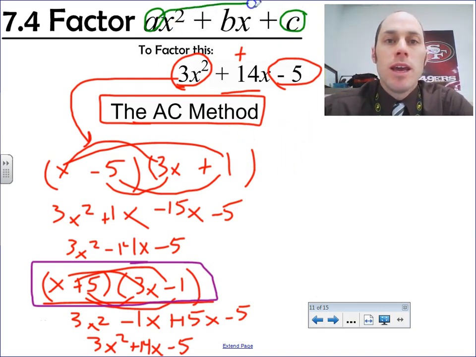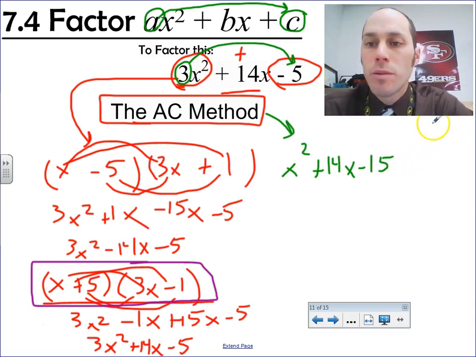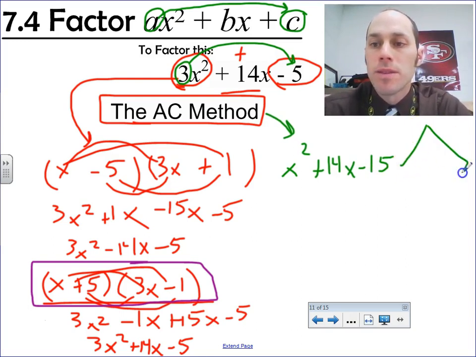I'm going to multiply the A times the C. So I'm going to take my A and multiply it by my C. And that's going to give me x squared plus 14x minus 15, because 3 times negative 5 is negative 15. Now this looks manageable because it looks like something I've done already. So I need to get a product of negative 15 and a sum of 14.